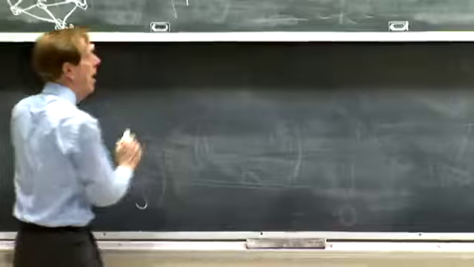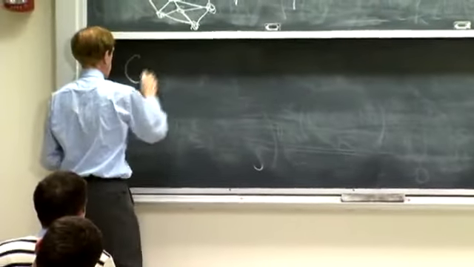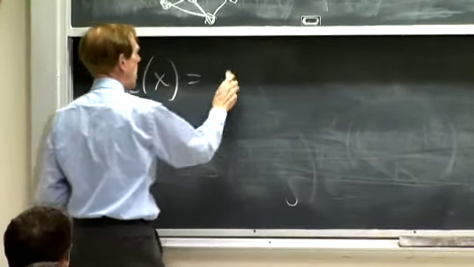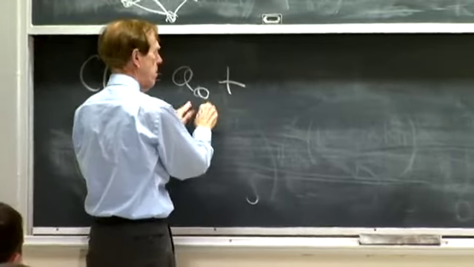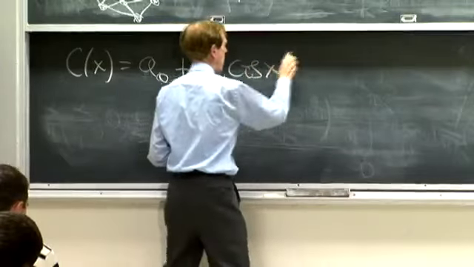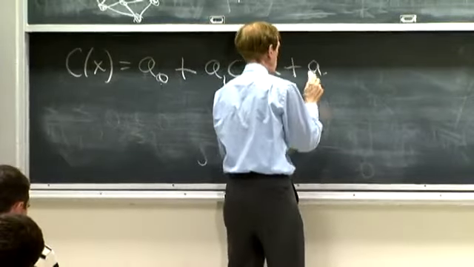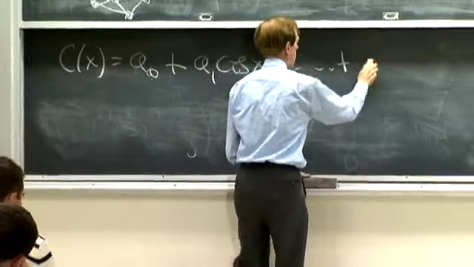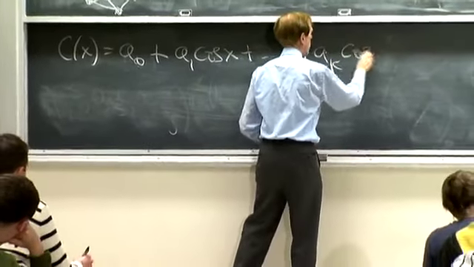What's the integral that I have to do? So my c of x is going to be some a naught. We have to think what's a naught, and then a1 cos x, a2 cos 2x, and so on, ak cos kx.